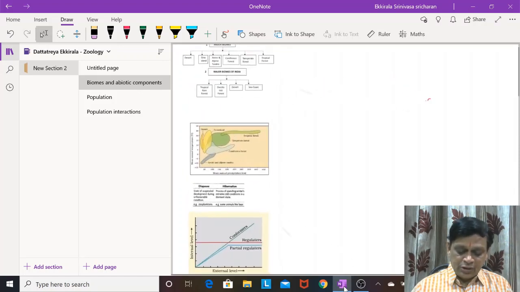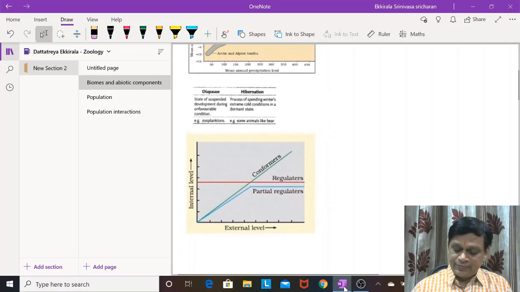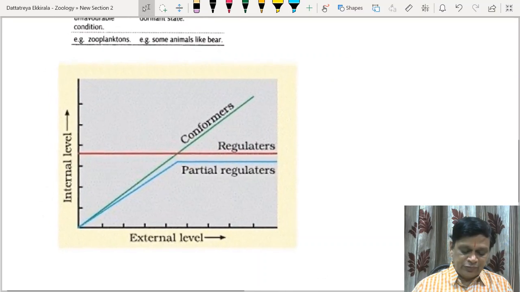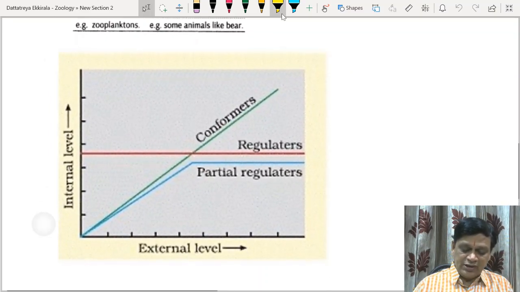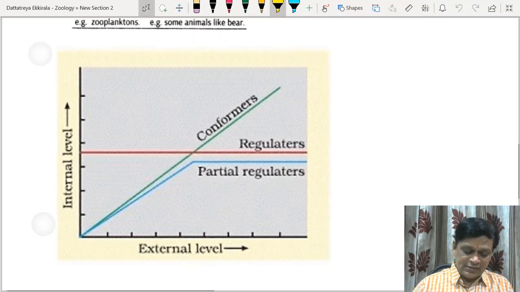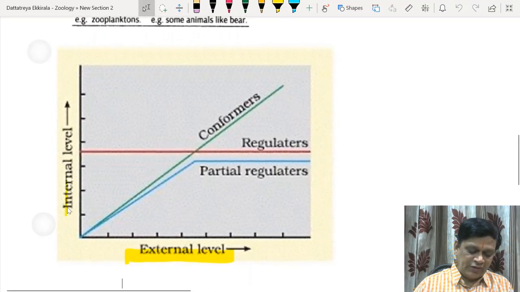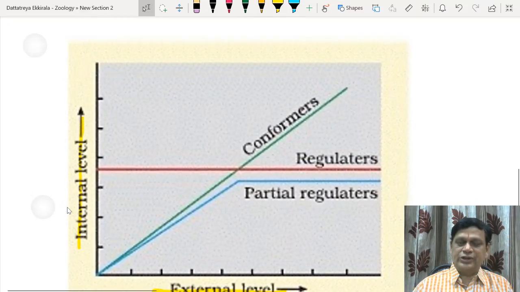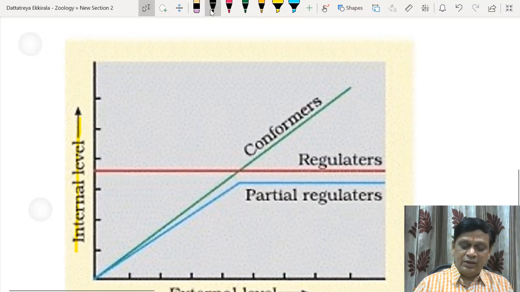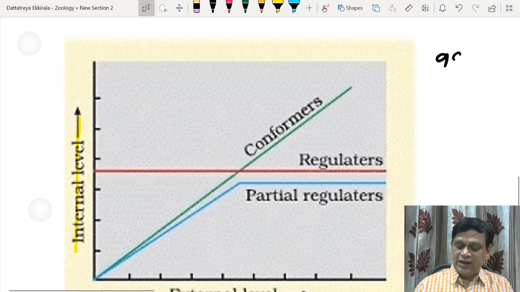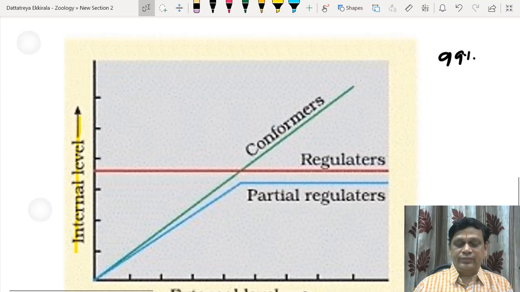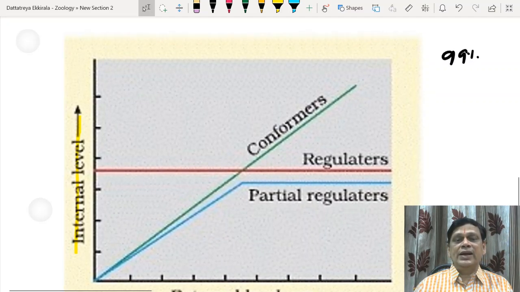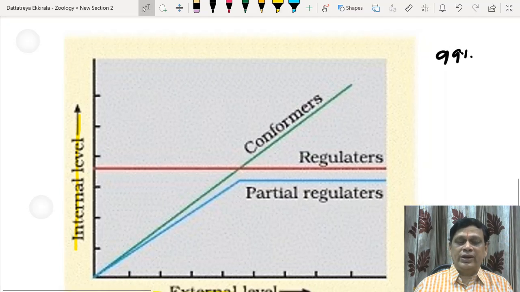Here, if you observe these two things, that is conformers and regulators. What is taken on the x-axis, external conditions. What is taken on y-axis, internal. If external conditions are changing, internal conditions are also changing, conformers. So remember, 99% of organisms are conformers, and only few organisms are regulators. Why? Regulation is metabolically expensive. You have to spend a lot of energy to maintain.